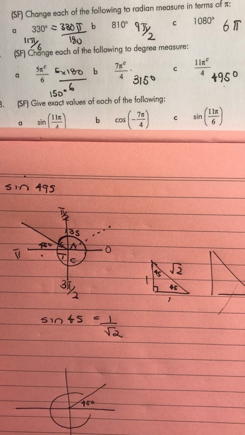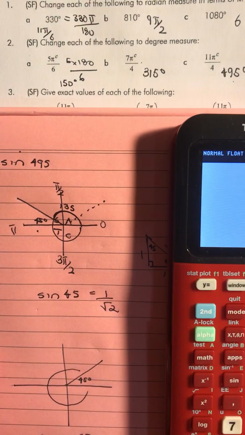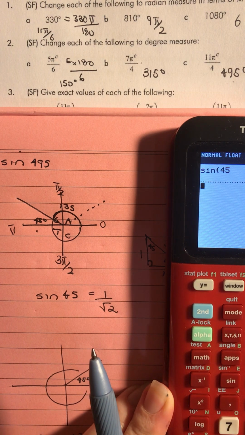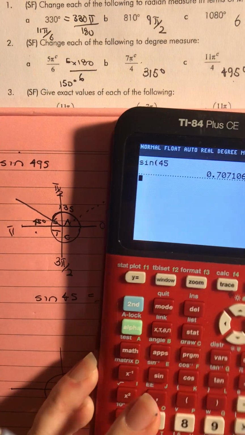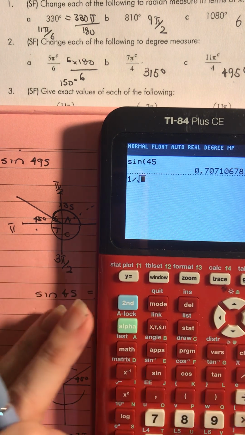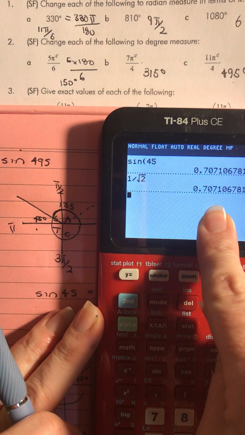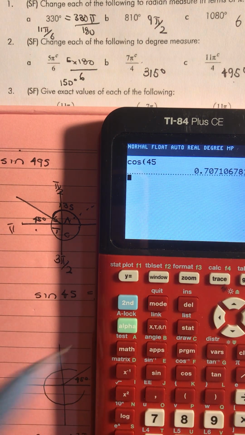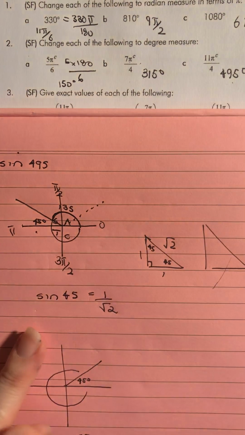I can always double check these by putting them in my calculator. Even if it's a tech-free question, I can put my sine 45. I get 0.707, which is my 1 divided by root 2, and see how I get the same answer there. I can then do my cos of 45 and double check that, same deal.